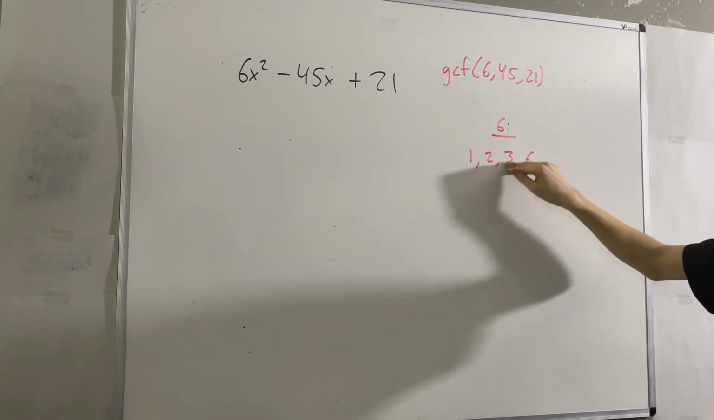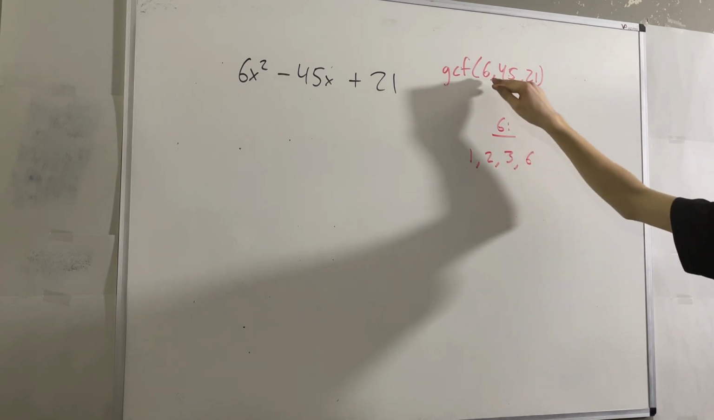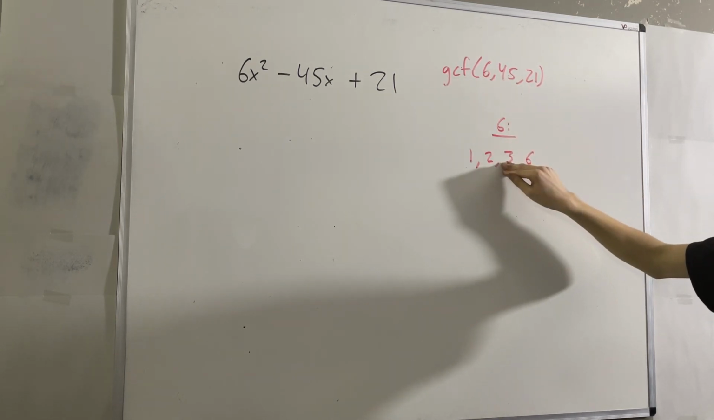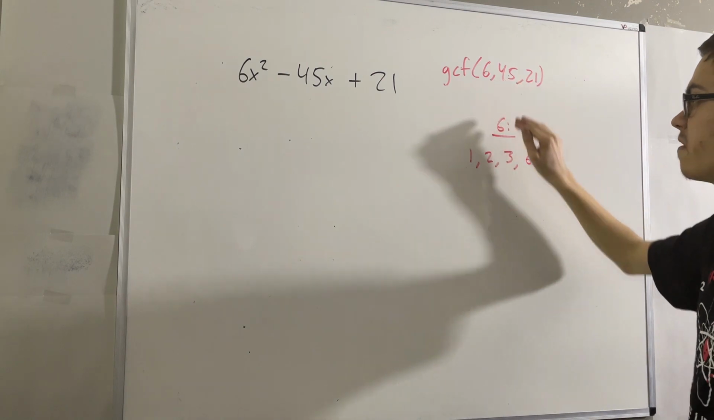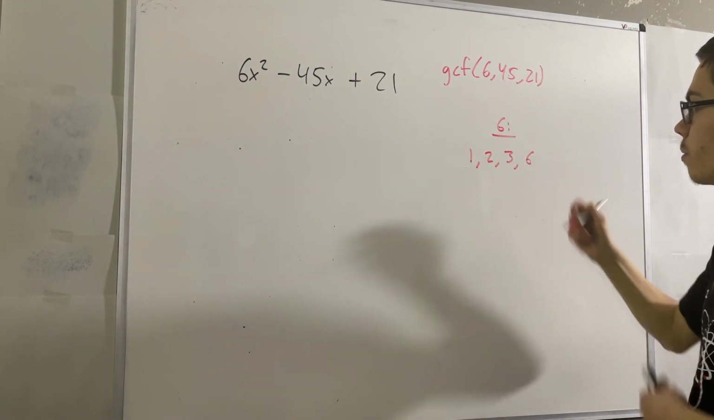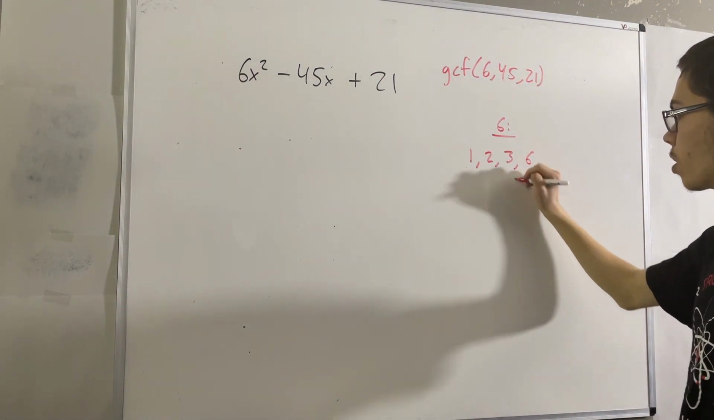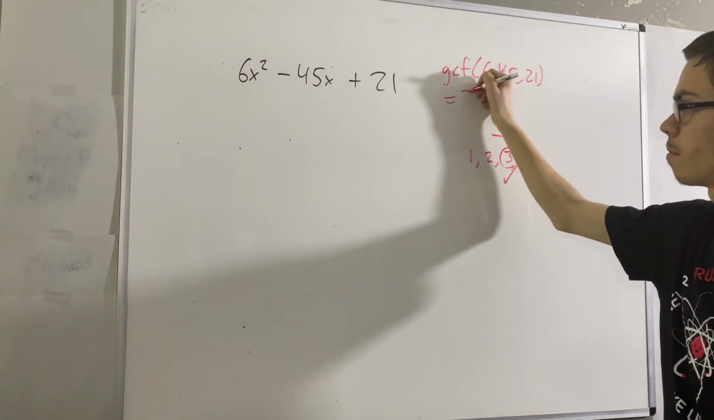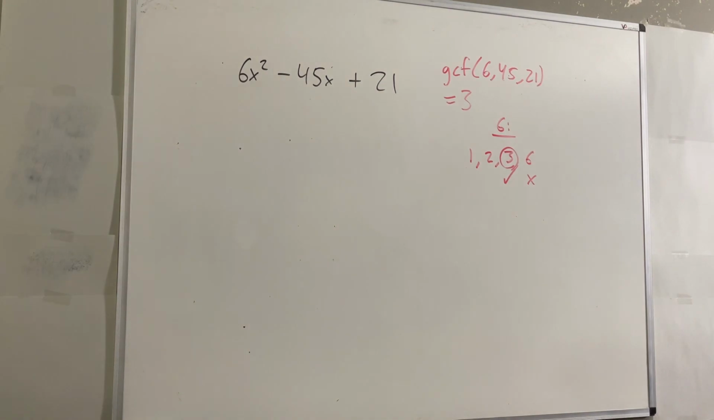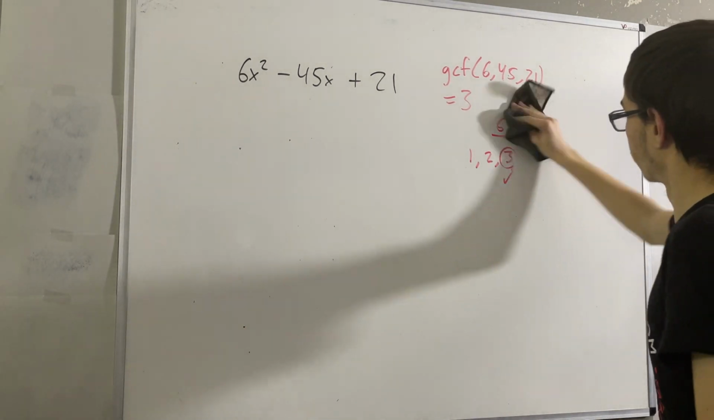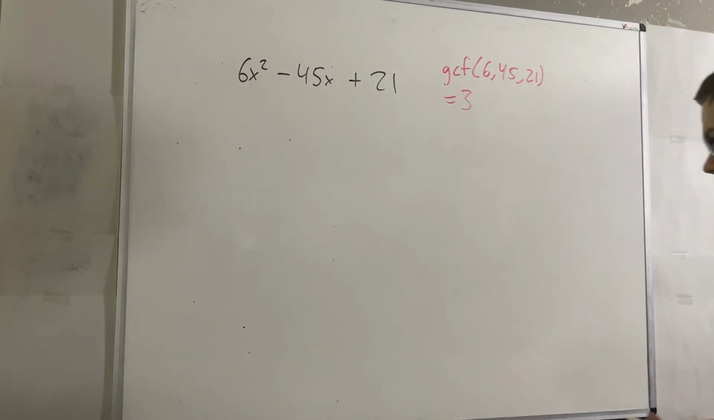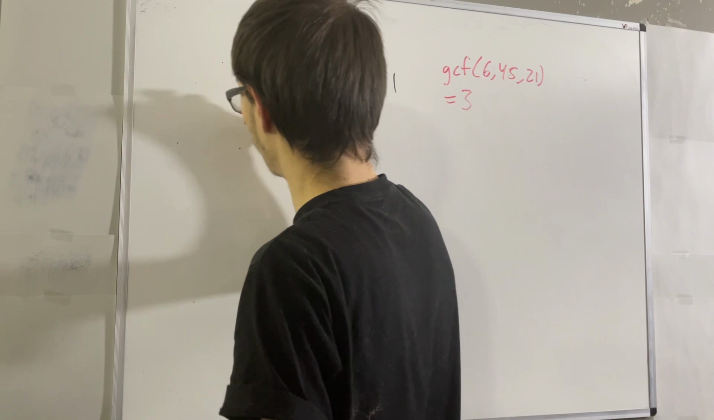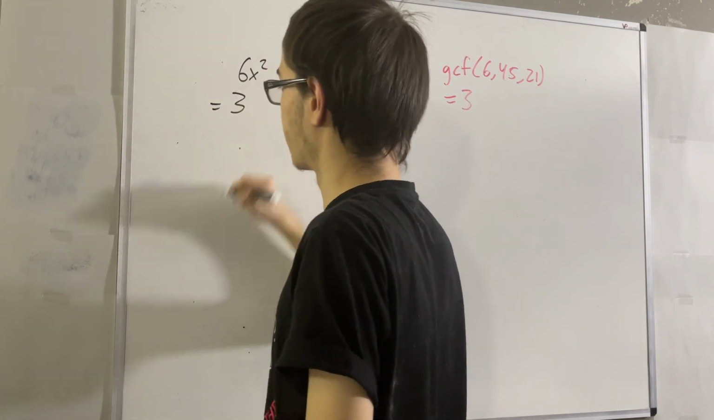Well, because 3 is a factor of 6, 6 is obviously divisible by 3. But we also know that 45 is divisible by 3 and 21 is divisible by 3. So 6 didn't work, but 3 did. Therefore, 3 is the greatest common factor. That's another trick you can use. So now that we know that 3 is the greatest common factor, that's the number we're pulling out of this.